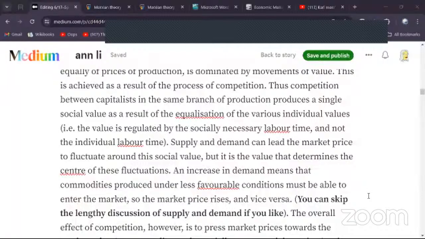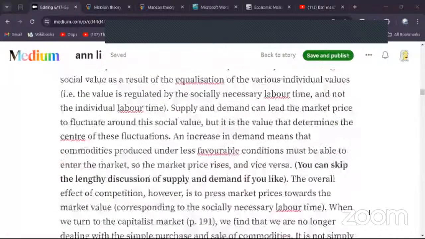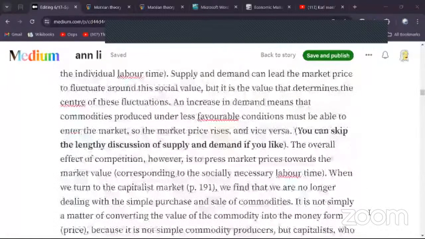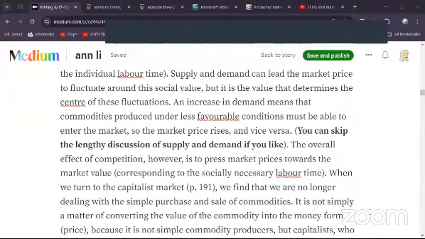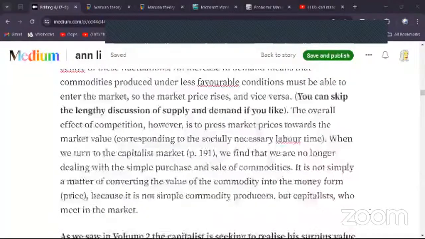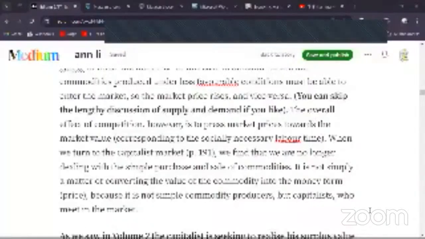The overall effect of competition, however, is to press market prices towards the market value, according to the socially necessary labor time. When we turn to the capitalist market, we find that we're no longer dealing with a simple purchase and sale of commodities. It is not simply a matter of converting the value of the commodity into the money form that is price, because it's not simple commodity producers, but capitalists who meet in the market. Okay, make this simple.